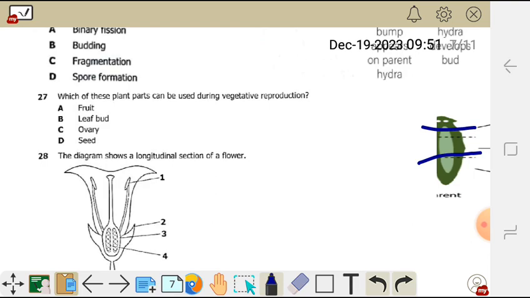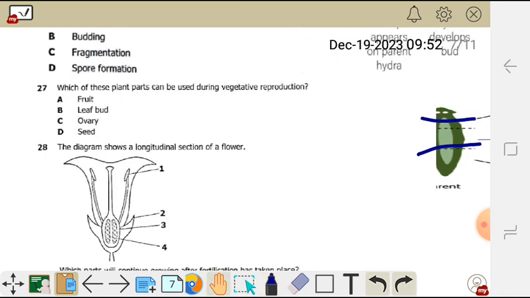When you look at these options, in a fruit we have seeds, so that is not vegetative reproduction. In ovaries we have seeds. And the seed itself is not involved in vegetative reproduction. So we use, for example, a leaf, which is part of a plant, or a leaf bud. You plant it, then it becomes another plant. That is vegetative reproduction. So the correct answer for question 27 is B.